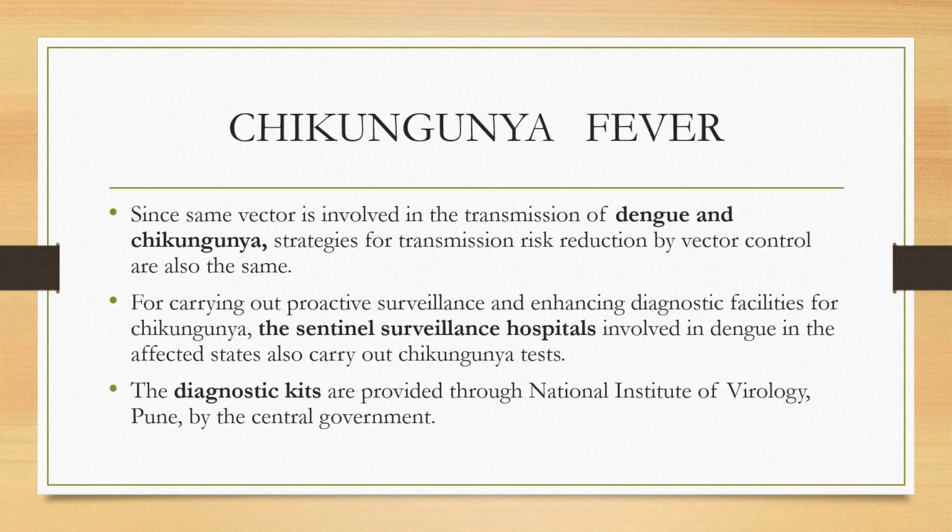Lastly, in just one slide, we'll be discussing about chikungunya. As dengue and chikungunya both are caused by the same vector, Aedes, control measures for dengue are the same. Similarly, chikungunya, dengue, and urban malaria all have same control measures. The same sentinel surveillance hospitals are involved. All the survey mechanisms are same. However, diagnostic test kits are available separately for chikungunya, separately for dengue, and there are malaria diagnostic test kits also available.